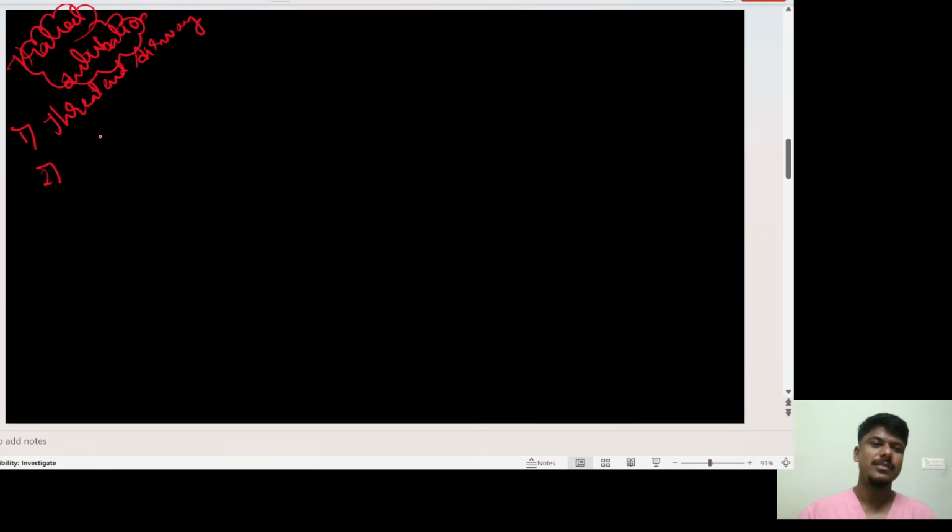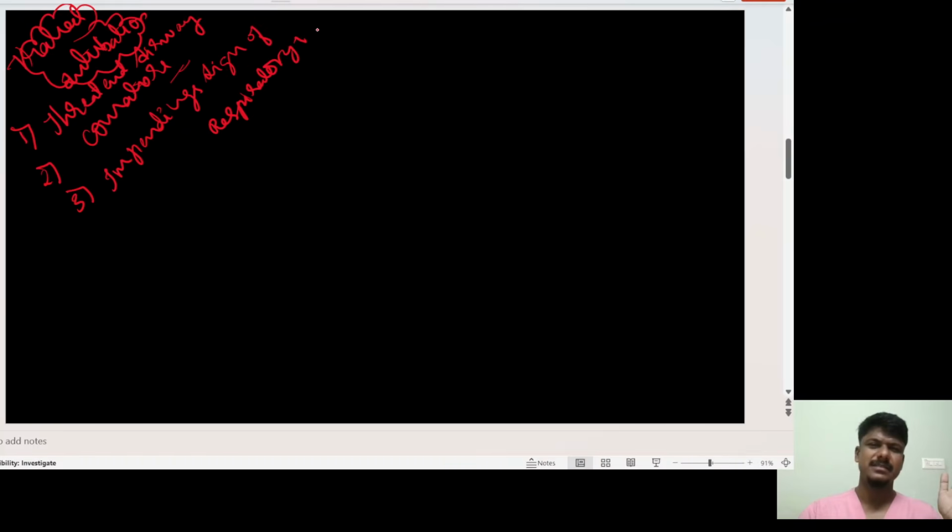And next, if a patient is comatose, so he's not going to maintain the airway, then you're going to intubate the patient. You're going to take the patient on ventilator support, and you're going to keep the patient on ventilator support until the coma resolves. And next, if there are impending signs of respiratory failure, you're going to intubate the patient.